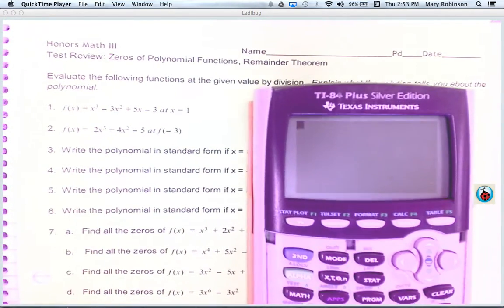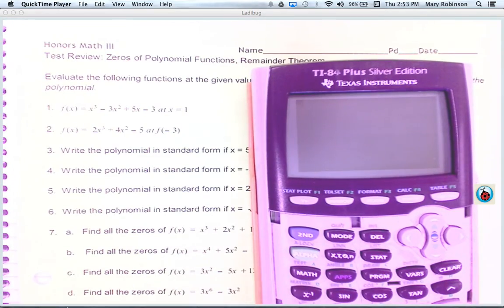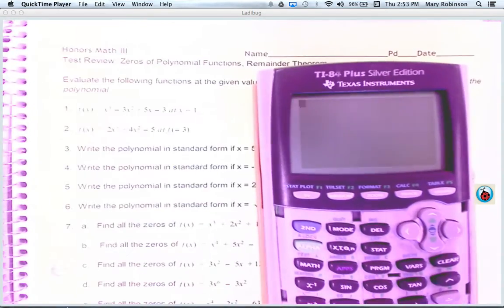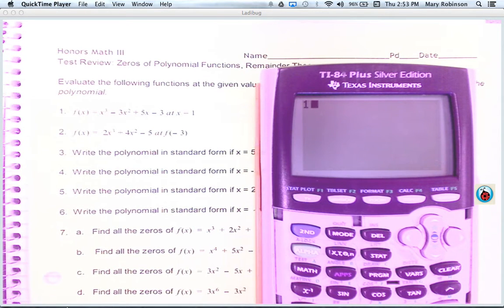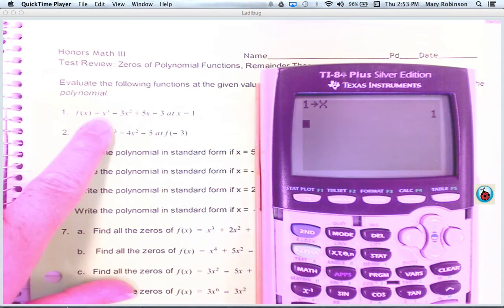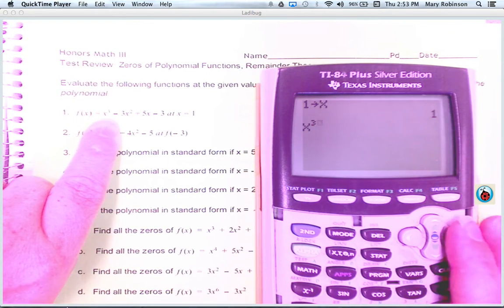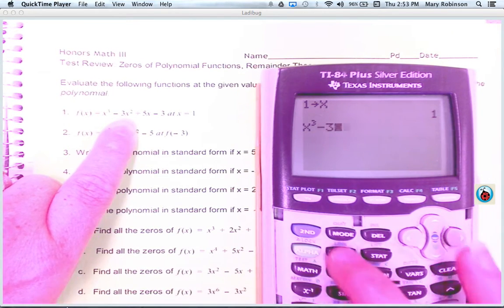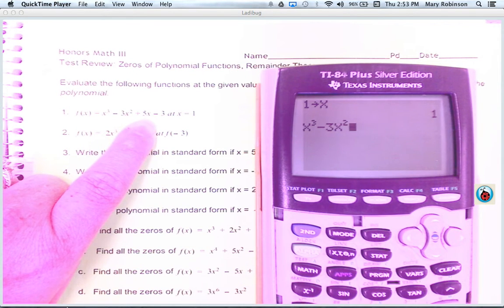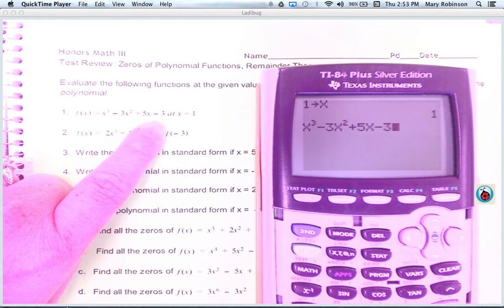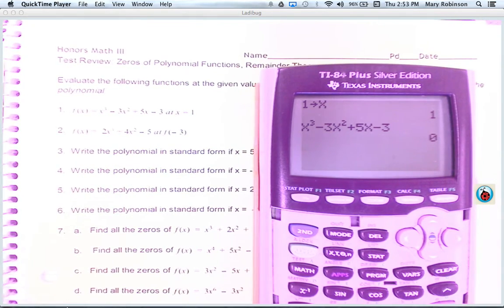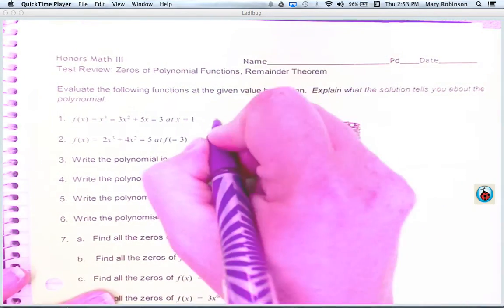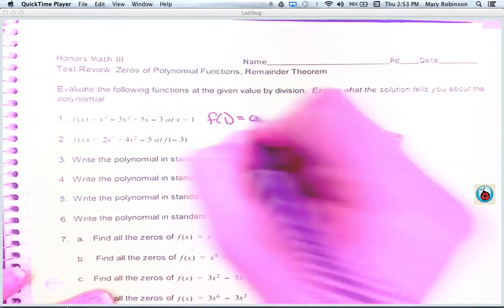If we want to evaluate our function at 1, then we're going to store 1 as x. So we type in 1 store x, enter, and then type in our function. X cubed minus 3x squared plus 5x minus 3. Make sure I typed it in right. Hit enter, and the value is 0. So we would state that f of 1 is equal to 0.